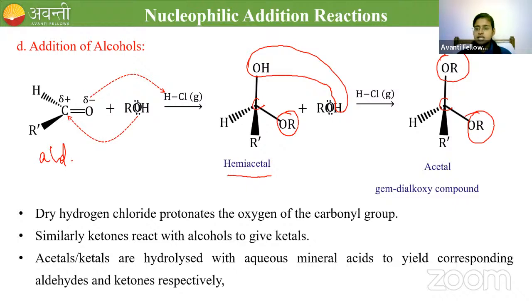So the third point says that if you treat this acetal or ketal with H3O plus, which is aqueous mineral acid, it will give back the aldehyde or ketone again. So this process is reversible. If you treat the acetal with H3O plus, it will give you aldehyde or ketone. If you treat aldehyde or ketone with HCl and alcohol, you will get acetal or ketal. So it is the other way around. This is what is about addition of alcohol.